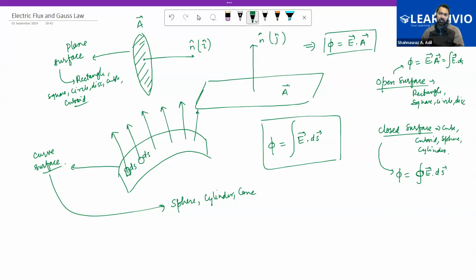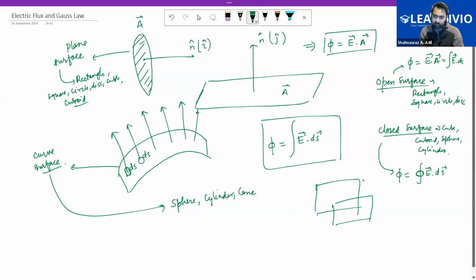But let's say if you have a square. A square is a plane surface, it is an open surface, right? You can see the area. It doesn't have an inside or outside, right? But for example, a cuboid is a closed one. You have an inside and then you have an outside, right? So let's say you have this cuboid, right?